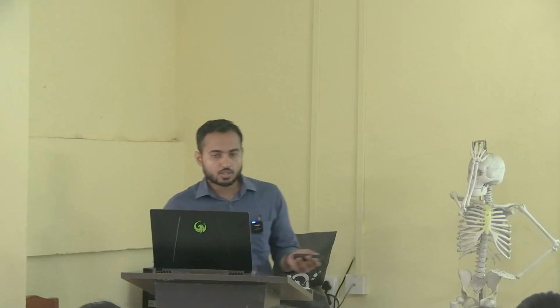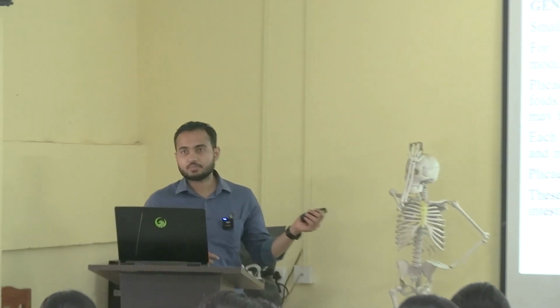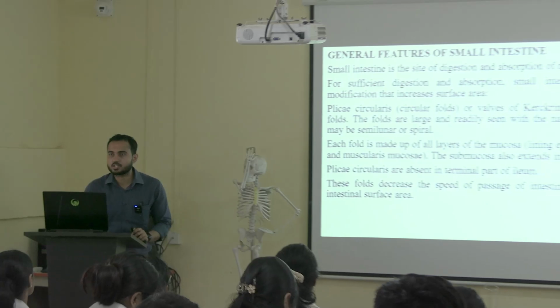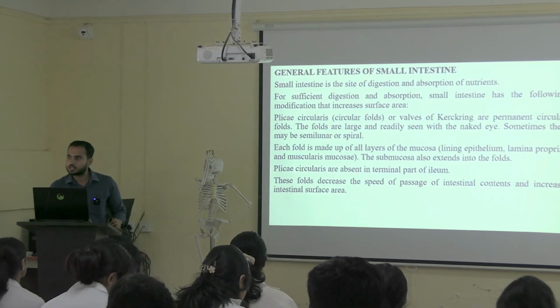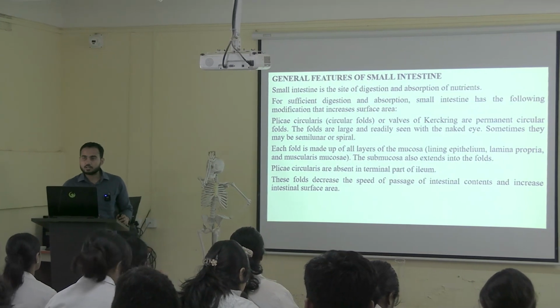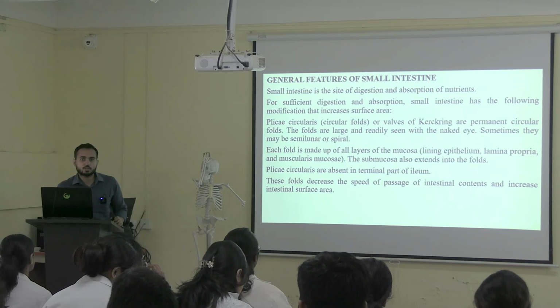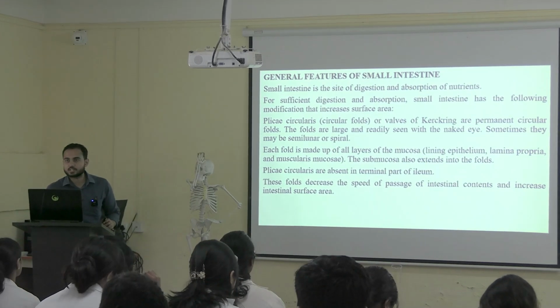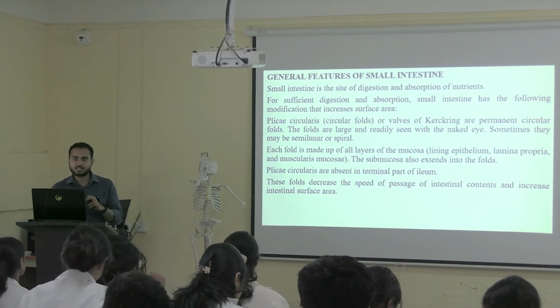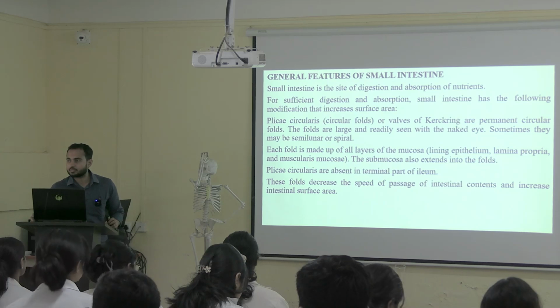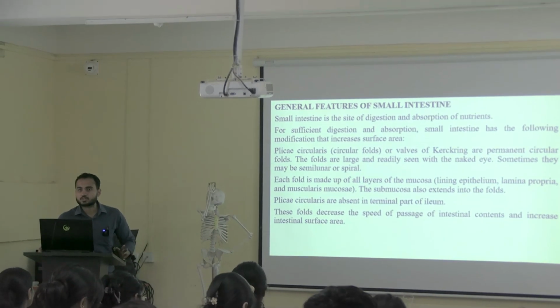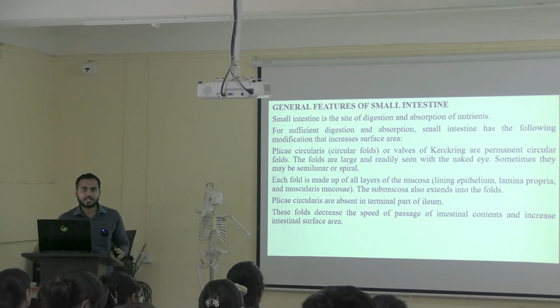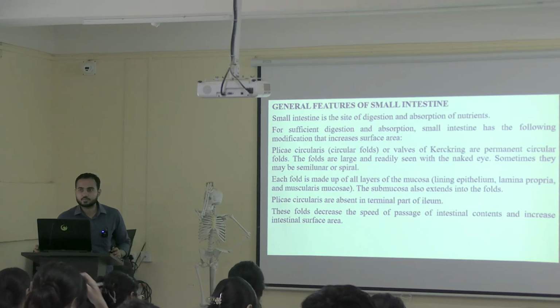Now, in case of small intestine, we know that the main function is it will complete the digestion, and absorption starts from small intestine. For absorption, some modifications are given in the small intestine. First modification is extensive length. The length of the small intestine is approximately 6 meters. That extensive length helps in absorption.